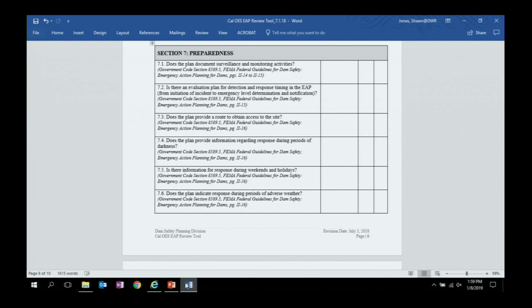Is there an evaluation plan for detection response timing? Again, it's monitoring and making sure that you know what that process is and how that's being done, who's doing it. Provide us that information. Does the plan provide a route to obtain access to it? I'm sure there's a route to get to it, but what if that route is blocked because of the incident? Is there an alternative route? So we want to make sure we know what that is.